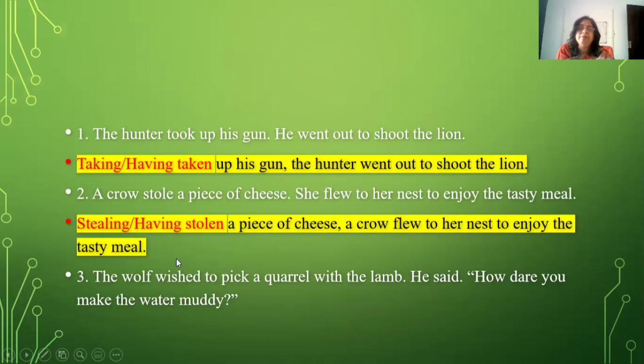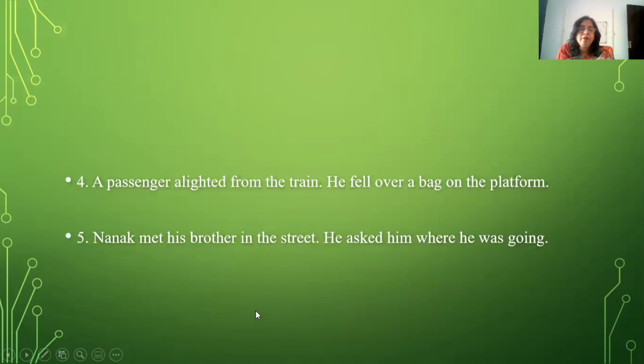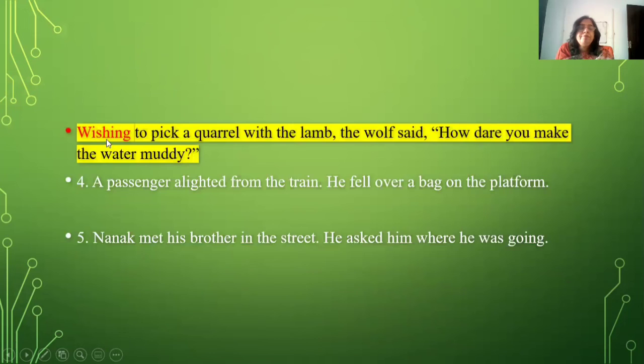The wolf wished to pick a quarrel with the lamb. He said, "How dare you make the water muddy?" Wishing to pick a quarrel with the lamb, the wolf said, "How dare you make the water muddy?"